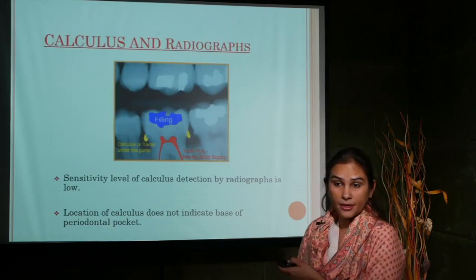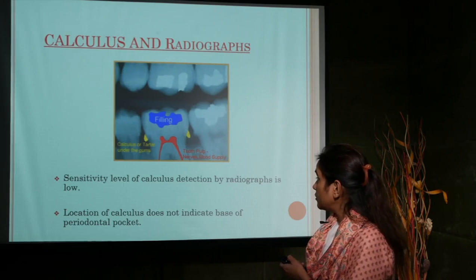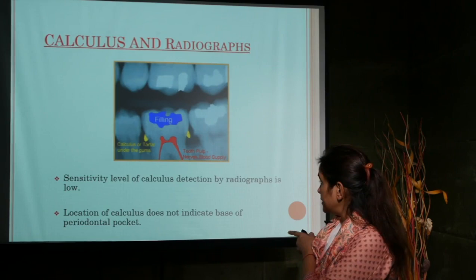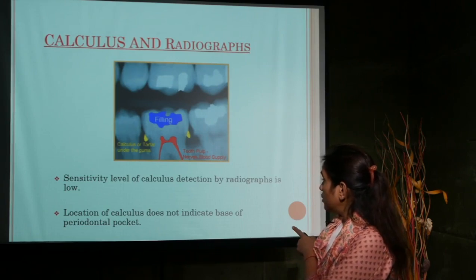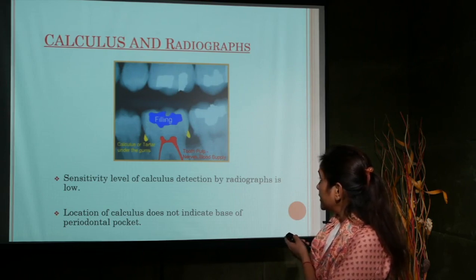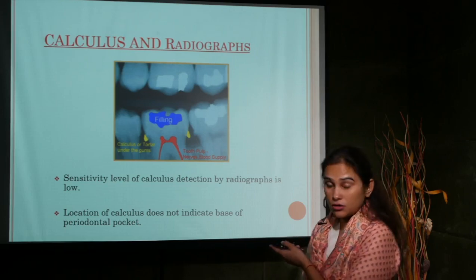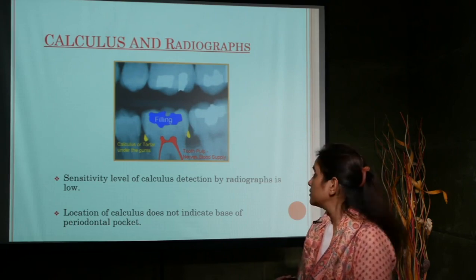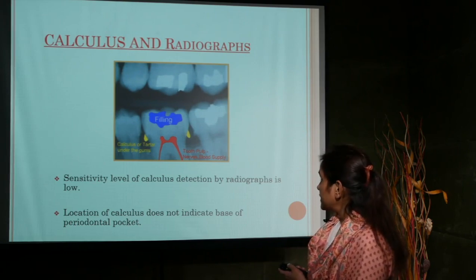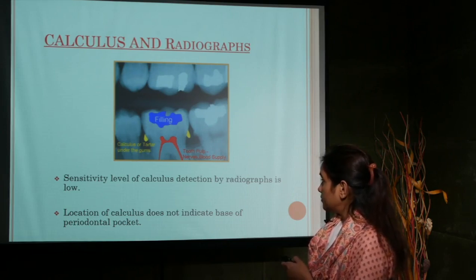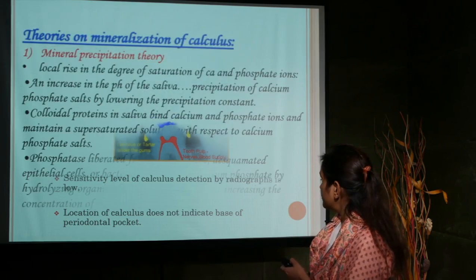Now, calculus and radiograph. Calculus can be seen radiographically also. As you can see in this picture, mesial and distal to the lower molar, there is calculus or tartar under the gums. But a radiograph is not the confirmatory diagnosis for calculus. You have to check for the calculus clinically. That is important. The sensitivity level of calculus detection by radiograph is low, but still at times you can see the subgingival calculus in the radiograph.